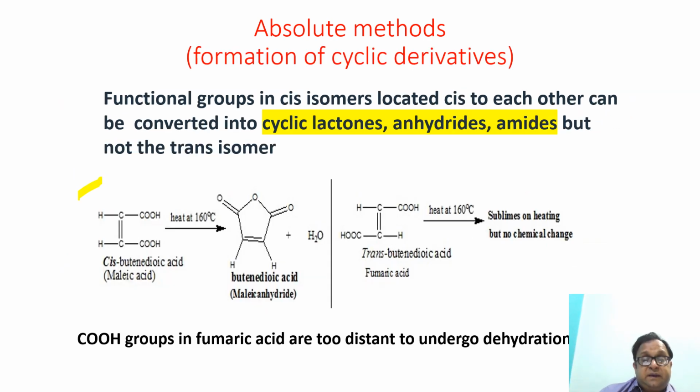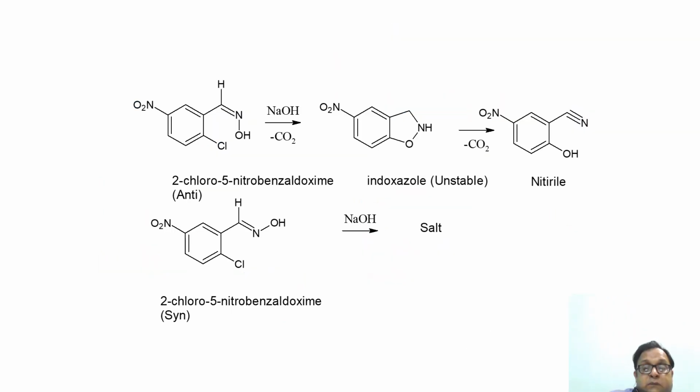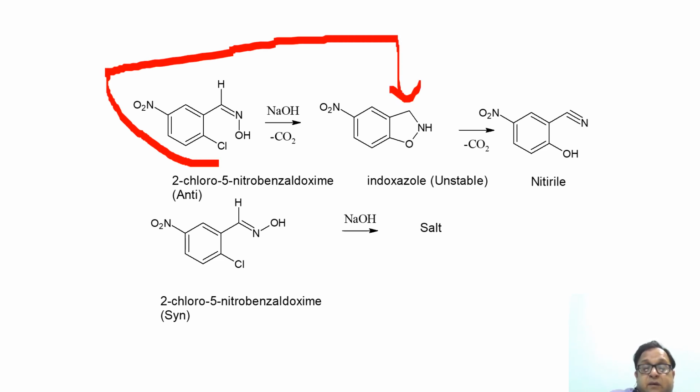Here we can easily see that maleic acid, simply by heating at 160 degrees Celsius, is converted into maleic anhydride. It is happening because both the COOH groups are present on the same side and it loses a water molecule very easily. But this is not possible in the trans isomer as both carboxylic acids are present diagonally.